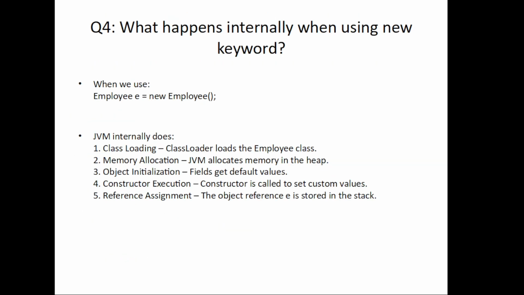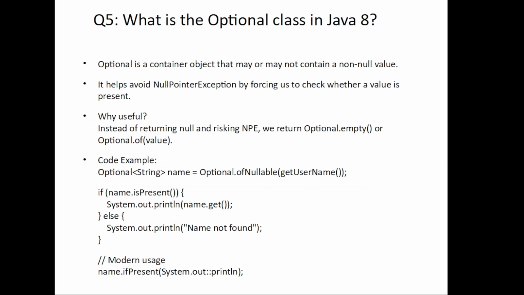Let's move on to the next one. What is the Optional class in Java 8? This feature was introduced in Java 8. Optional helps us deal with null values safely and avoid those ugly NullPointerExceptions. Instead of returning null, you return an Optional wrapper.